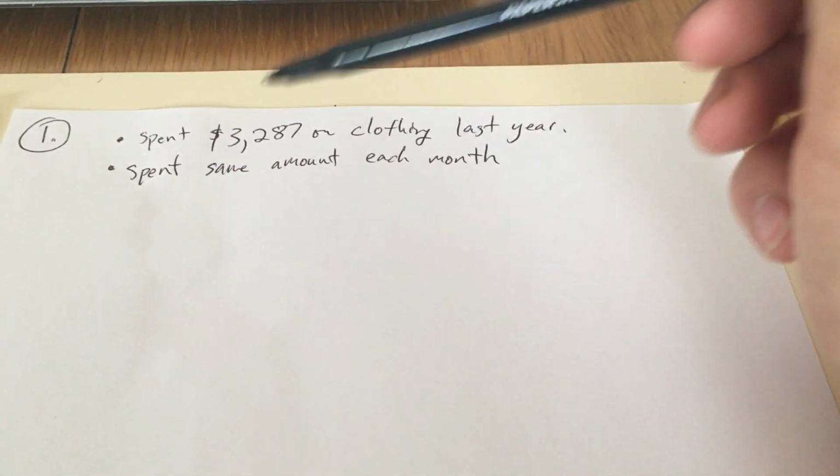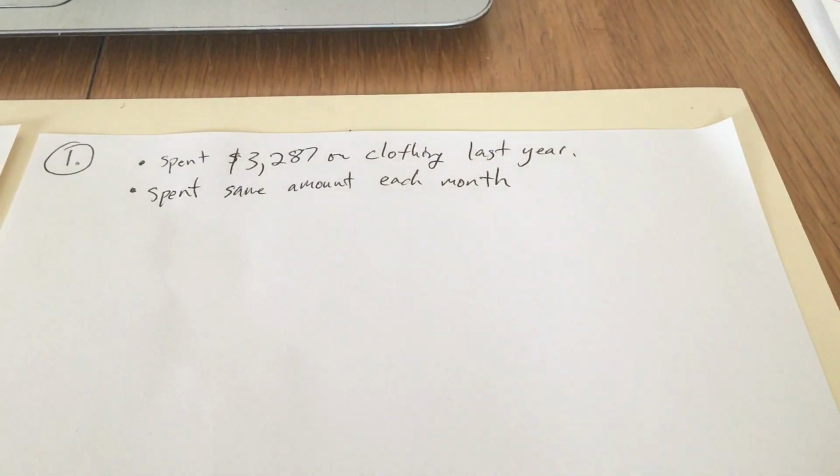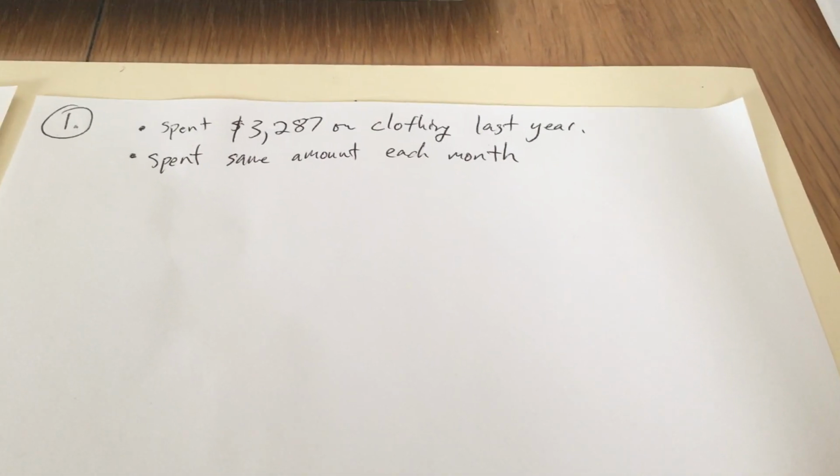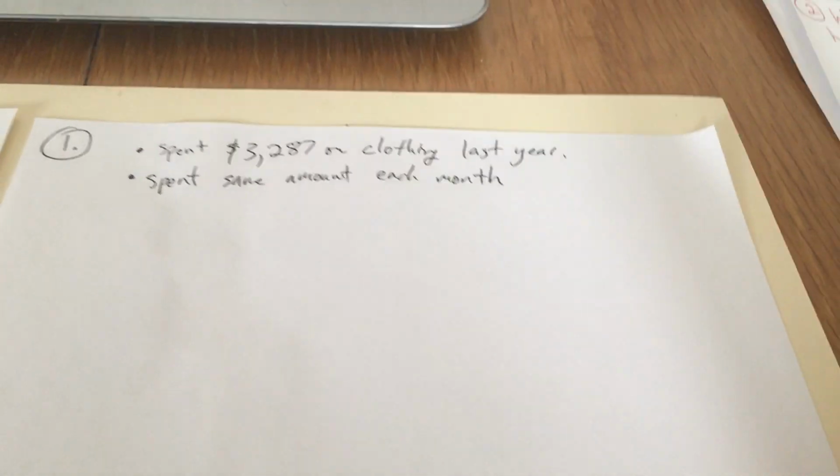So I just wrote a couple of notes here for what we just read. She spent $3,287 on clothing last year. She spent the same amount each month. And she went once per month. 1 time per month.